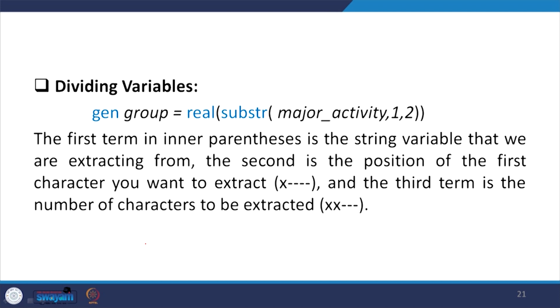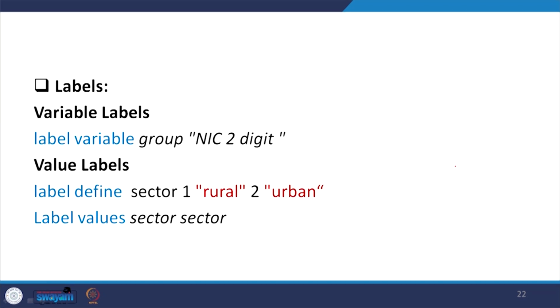Similarly, to divide the variable between major activities, we use the split command. I think we have already guided you. You go and check which space is to be counted, and we have mentioned that correctly. I'm not going into further details, and I'm coming back to the explanation of labeling a variable. Labeling a variable, in that case labeling the variable group number NIC 2 digit. If I just label that, it gives the variable this information, NIC 2 digit, against that variable.